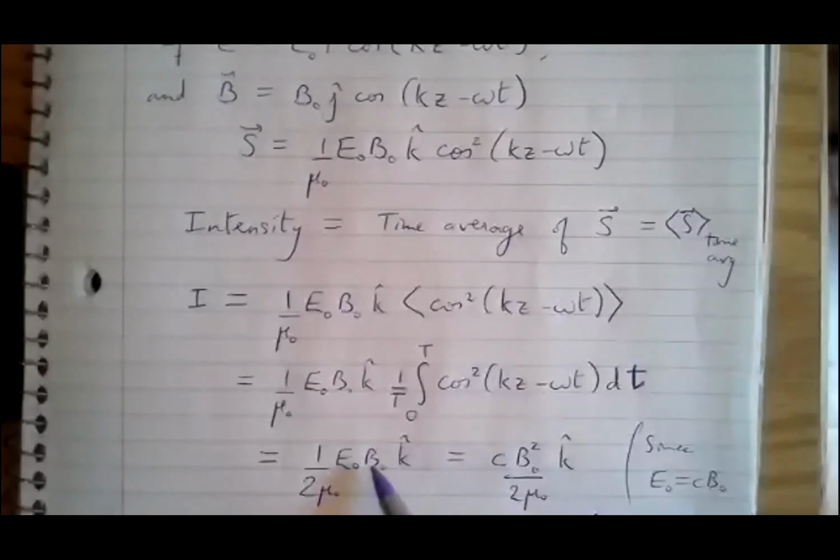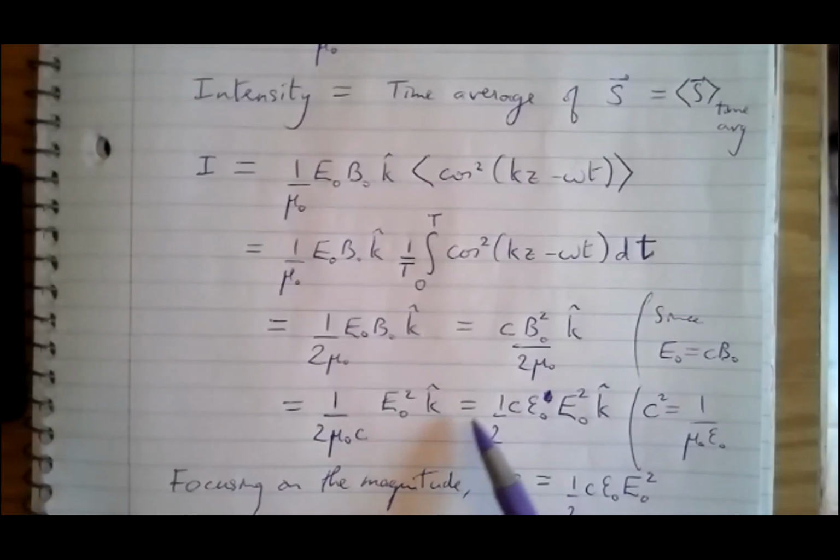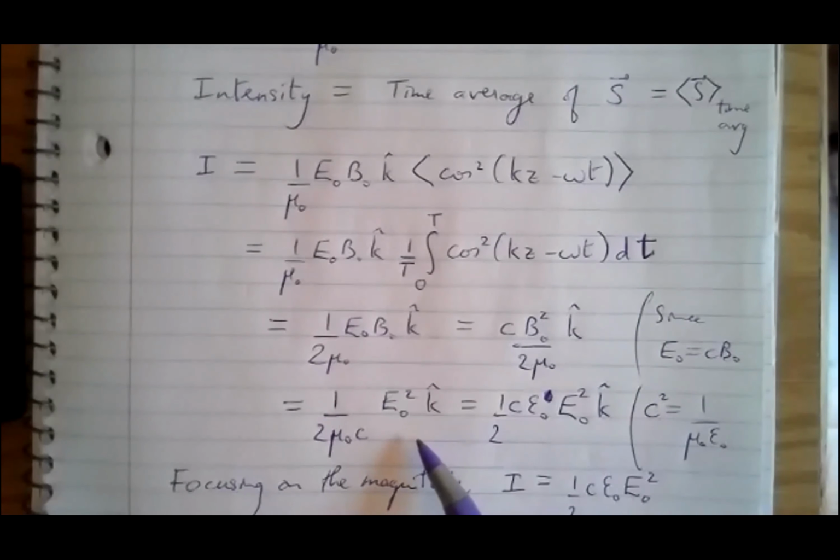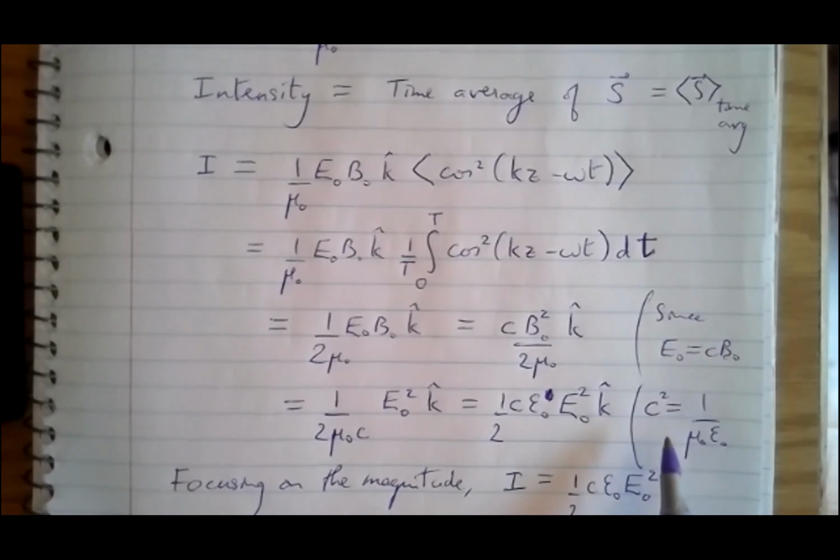We can express it entirely in terms of B naught, if we remember that for an electromagnetic wave E naught is equal to c B naught. Or we can express it in terms of E naught. Here I've replaced B naught with E naught over c. And I can get rid of the mu naught by using this relationship between mu naught, epsilon naught, and the speed of light in vacuum, c. So we end up with this.